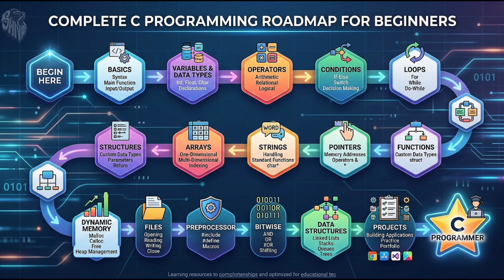30. Most important topics to learn. If you're starting C, learn in this order. 1. Basic syntax. 2. Variables. 3. Data types. 4. Input-output. 5. Operators. 6. If-else. 7. Switch. 8. Loops. 9. Functions.